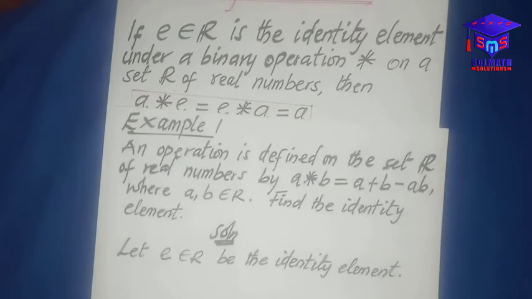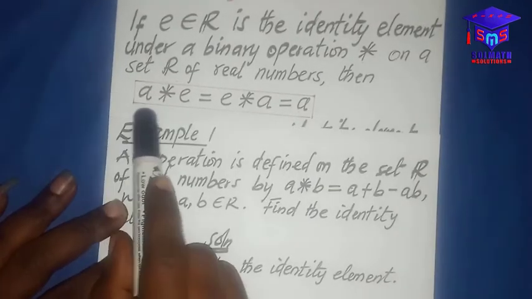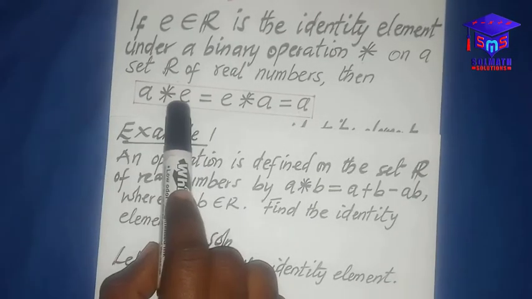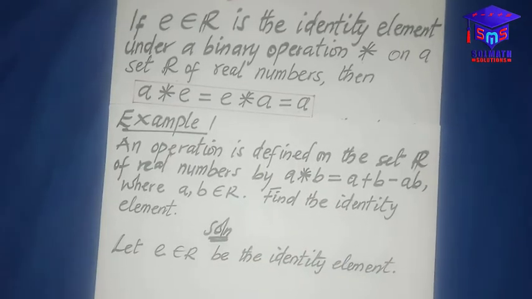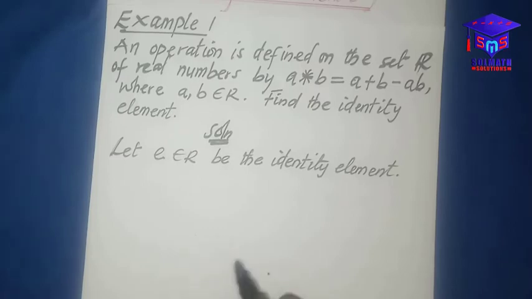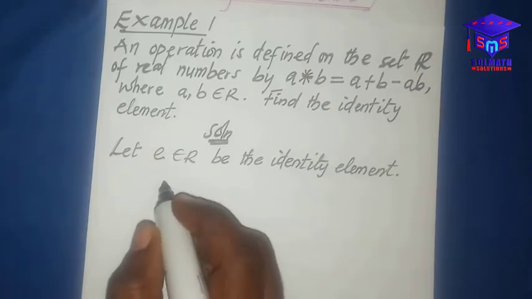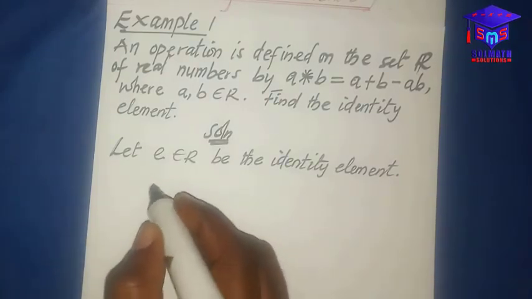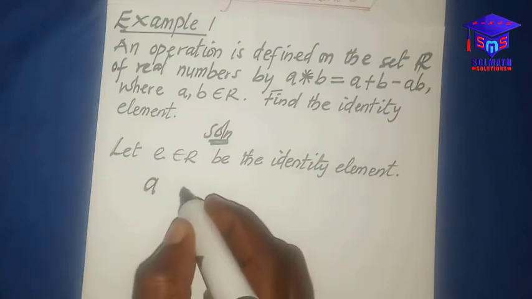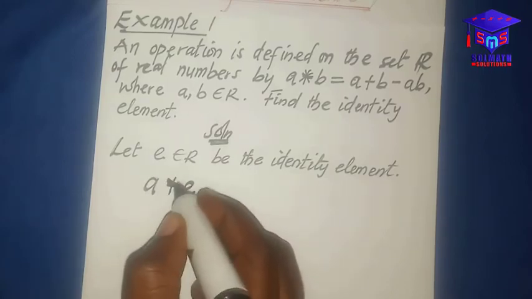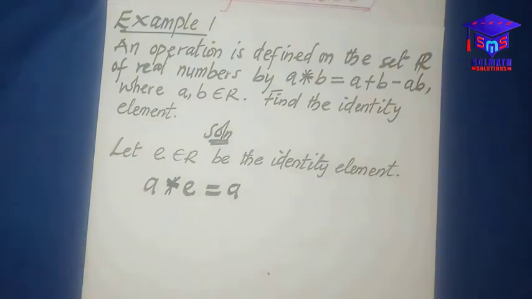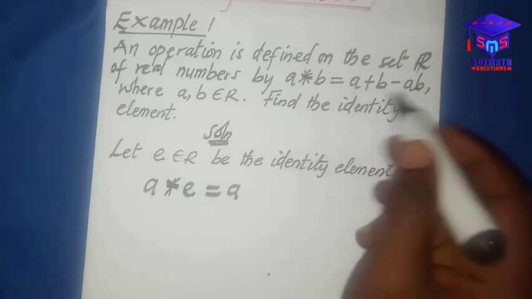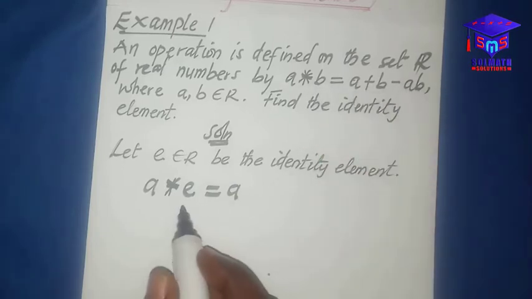Now what we are saying is that anytime you combine any number with the identity element, you should get the same number. All right, good. So we can say that if you combine A and then the identity element E with the operation star, we should be getting that same number, A. Alright, good. We're going to use the defined operation to evaluate this and then find the identity element.